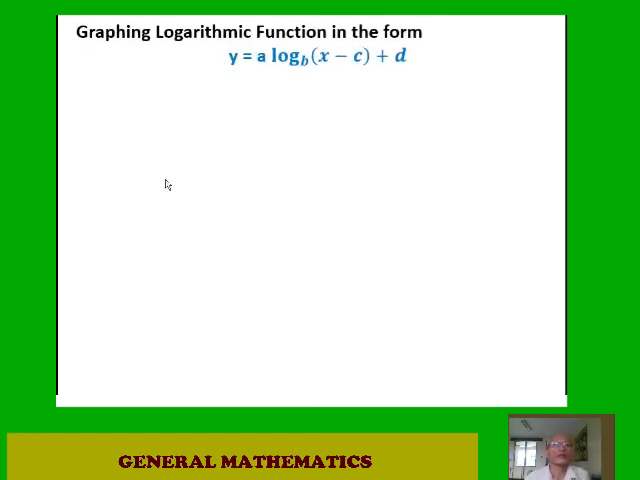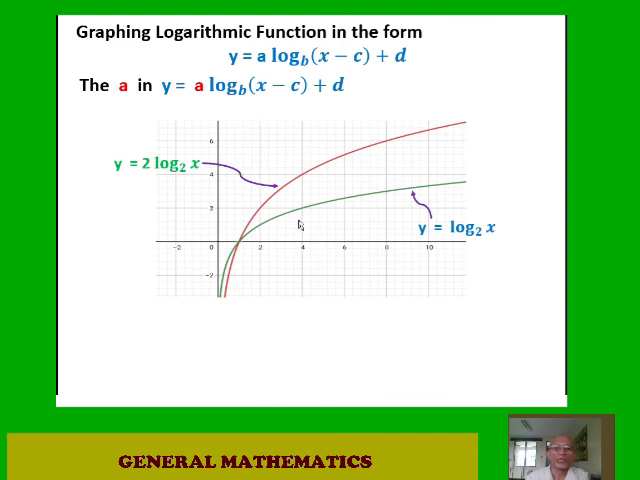Okay? Now, graphing the logarithmic function in the form y equals a log of (x minus c) base b plus d. Let us investigate what will happen to the graph of the logarithmic function as we change a, b, c, and d. So, if we vary the value of a, supposing we have our original function y equals log x base 2, here is the graph. If we multiply log x base 2 by 2, the graph becomes the red one, this graph.